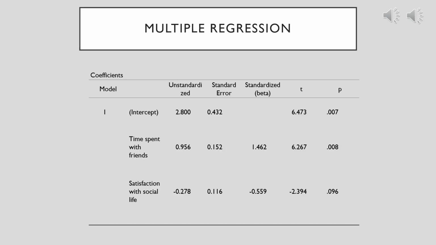So from the data that we have, we can't say that time spent with friends causes happiness, but we can say that time spent with friends predicts happiness. So in regression, we use the word predict. In correlation, we use words like associated with, or related to, or linked to. In regression, we say it predicts the outcome.